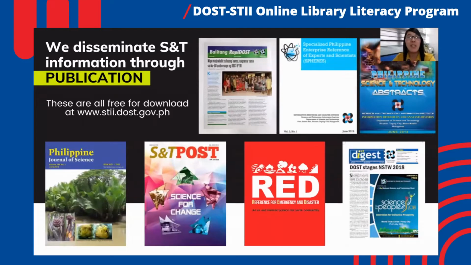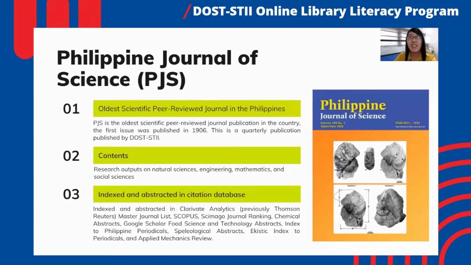We also disseminate S&T information through our publications. So these are all of the DOST-STII publications that you can download for free at stii.dost.gov.ph. So let's describe each publication. Let's start with the Philippine Journal of Science, or PJS, which is the oldest scientific peer-reviewed journal in the Philippines, published in 1906.